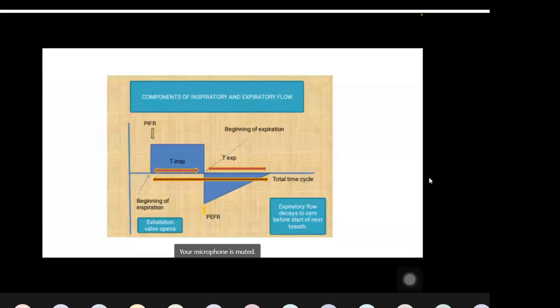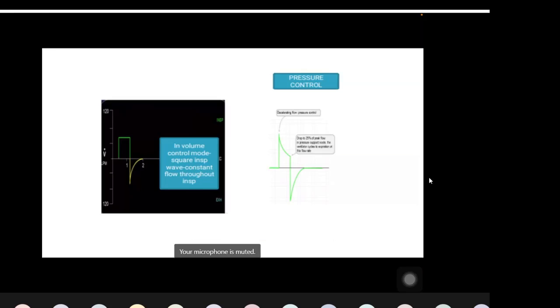So this is a typical component of a flow time curve. This is the point at which the inspiration begins. The flow will rise to the peak inspiratory flow rate, then it will sustain at that level. Then once the inspiratory time has completed, it will cycle towards expiration. Then in expiration, there is a peak expiratory flow rate also, and it will reach the baseline. So the entire inspiration and expiration forms the total breath time. Typically in a volume control mode, the square waveform is the one that is preferred and commonly used.